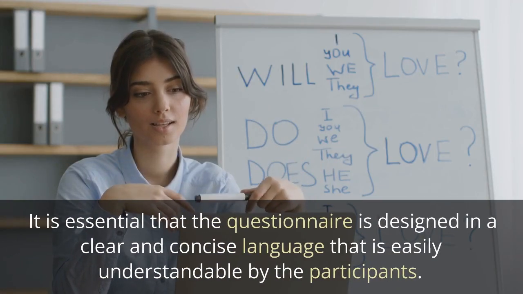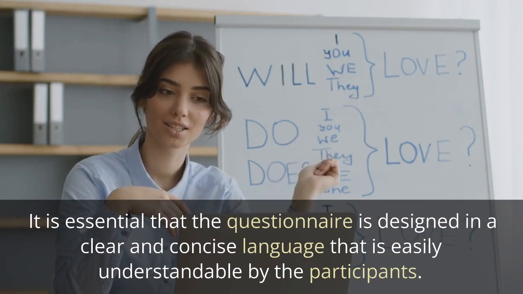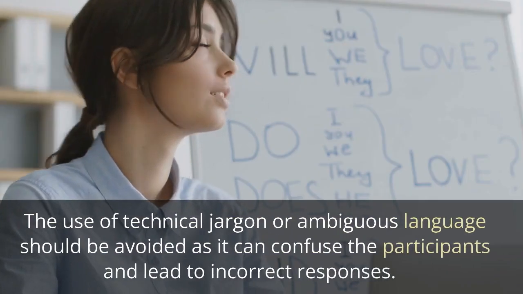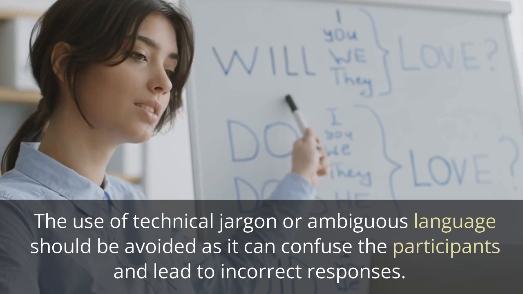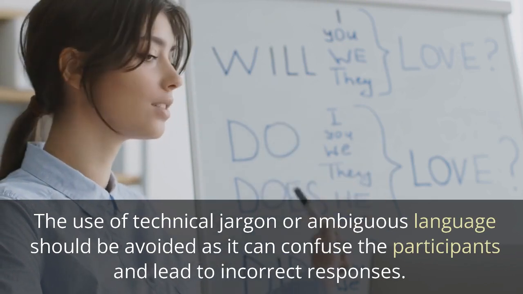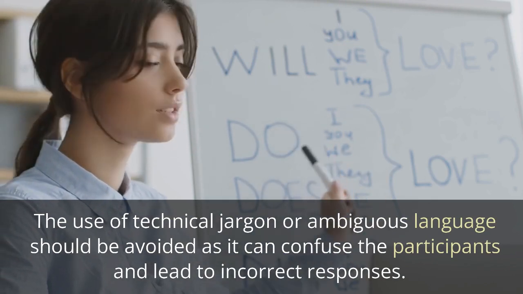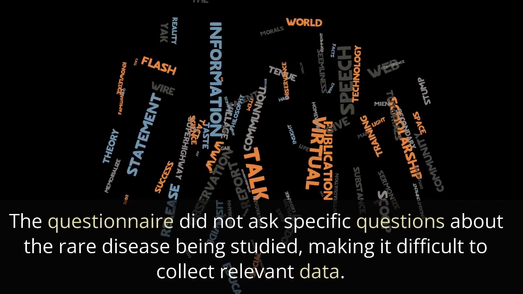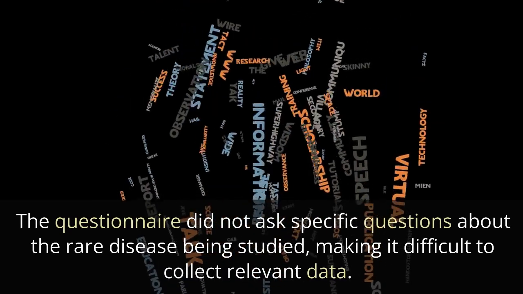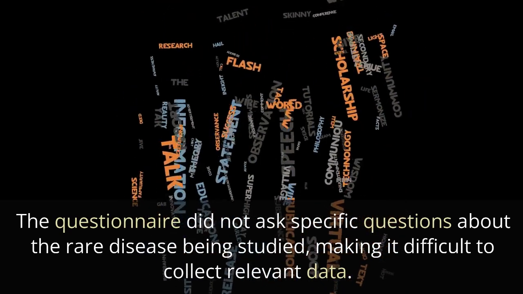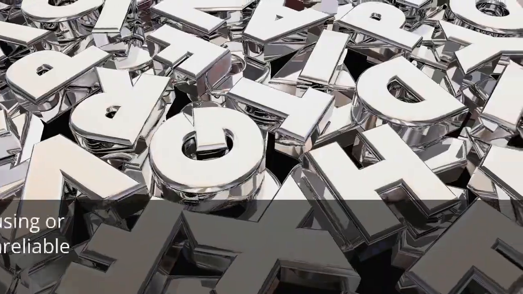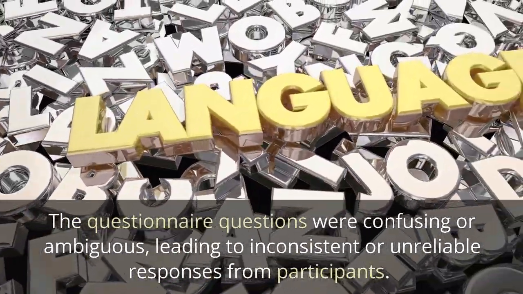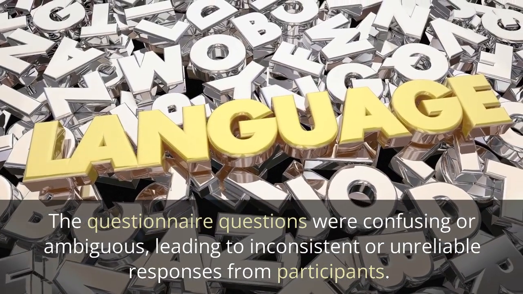It is essential that the questionnaire is designed in a clear and concise language that is easily understandable by the participants. The use of technical jargon or ambiguous language should be avoided as it can confuse the participants and lead to incorrect responses. There are some examples of poor research questions. The questionnaire did not ask specific questions about the rare disease being studied, making it difficult to collect relevant data. The questionnaire questions were confusing or ambiguous, leading to inconsistent or unreliable responses from participants.